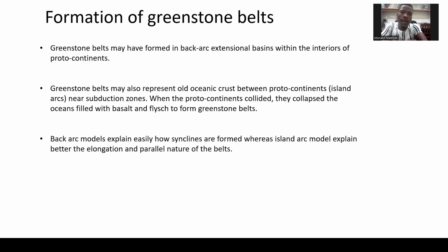All right. So greenstone belts have been formed in back arc extensional basins within the interiors of protocontinents, and also, of course, by the model called island arc model. So basically, the greenstone belts were proposed to be formed by two models. And each model would support a definition of what greenstone belts are.